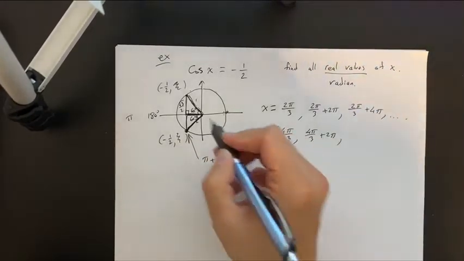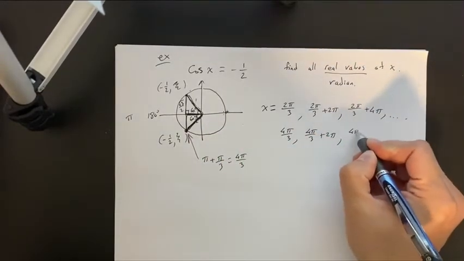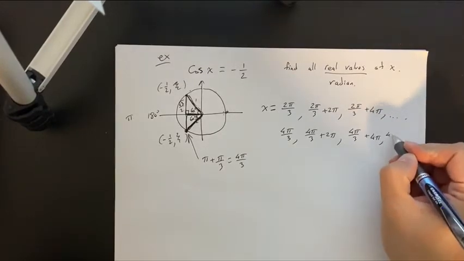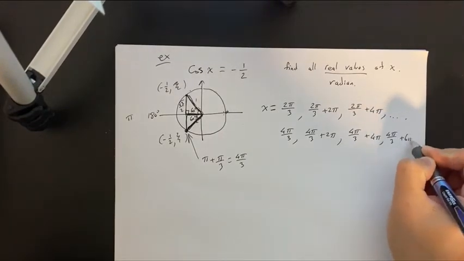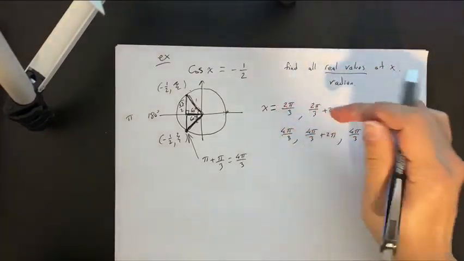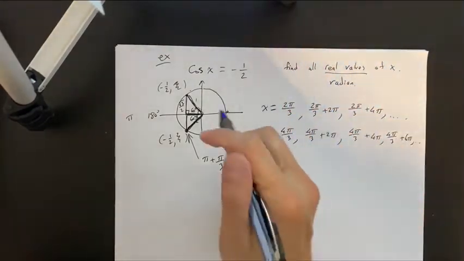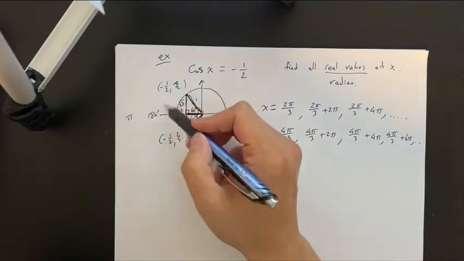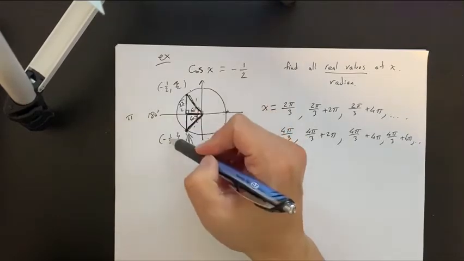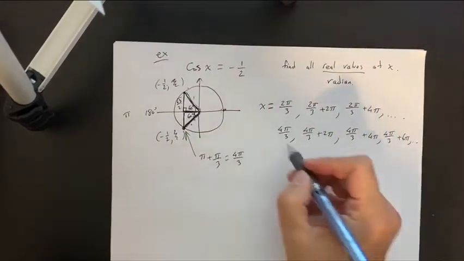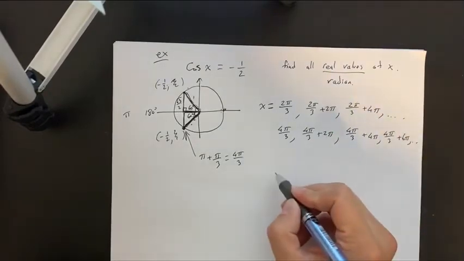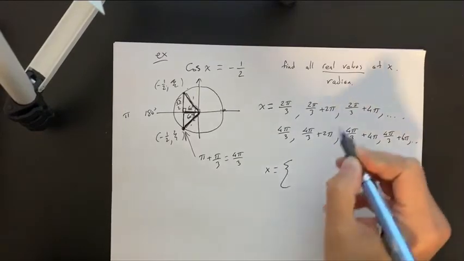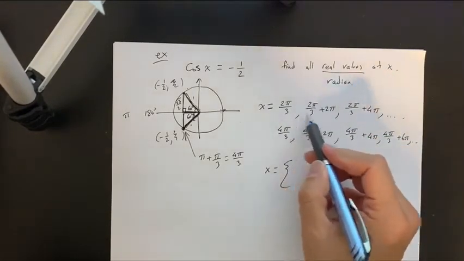What's another value that will give me this same position? Well, 4 pi over 3 plus 4 pi, and so on. The third one will be 4 pi over 3 plus 6 pi. Okay? So there are infinitely many values that will give me either this first position or the second position, and both of these positions will give me the x value being -1/2. And so the answer is an infinite list. You cannot list everything out, but you can see the relationship between all these values.